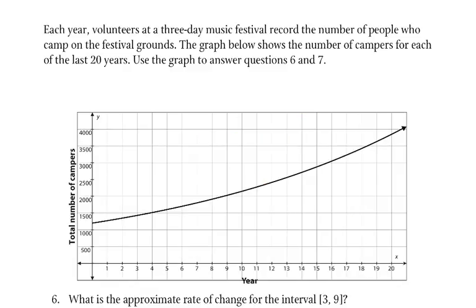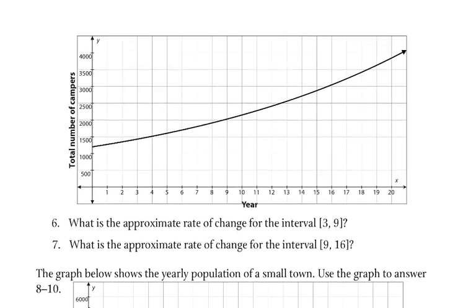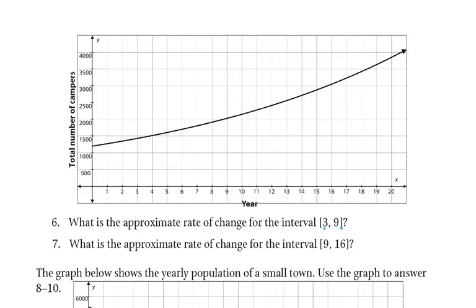Alright, so got another one with the number of campers each year, 3-day musical festival, same process. 3 to 9, 3 up there, 9 up here. Looks like about 2,000, about probably say 1,400. So the horizontal change from 3 to 9 is 6. That vertical change, 1,400 to 2,000, would be 600. So we'd go 600 over 6, which would be 100.